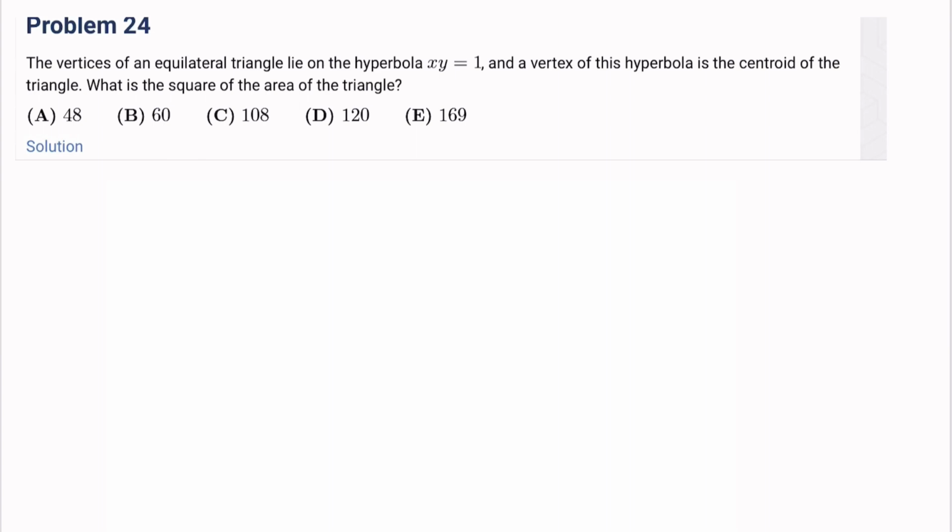Problem number 24. The vertices of an equilateral triangle lie on the hyperbola xy equals 1, and a vertex of this hyperbola is the centroid of the triangle. What is the square of the area of the triangle?